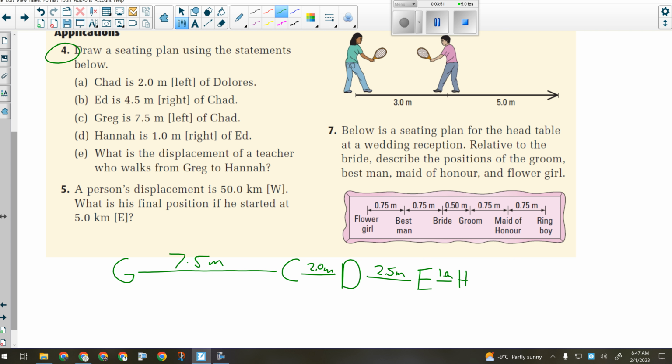What's the displacement of a teacher who walks from Greg to Hannah? So this is my initial position. That's my final position. 13 meters. So we got 7.5, 9.5, 12, 13 meters. Right, exactly. We've got to have a direction on that. Displacement's a vector quantity. So our total displacement would be 13 meters right. And if you don't write right, you'll be wrong. Is that making sense? The importance of a reference point.